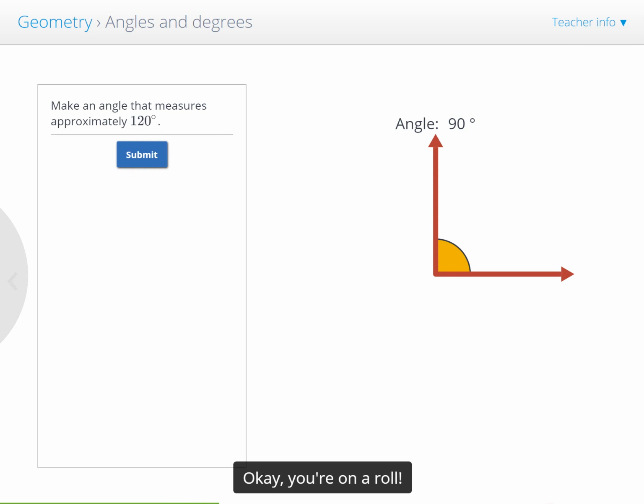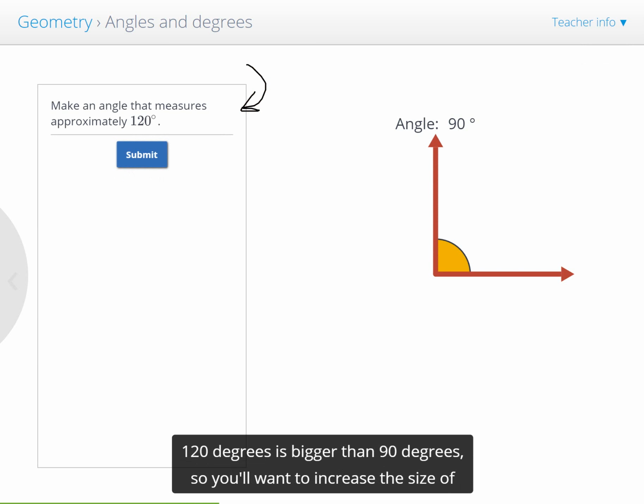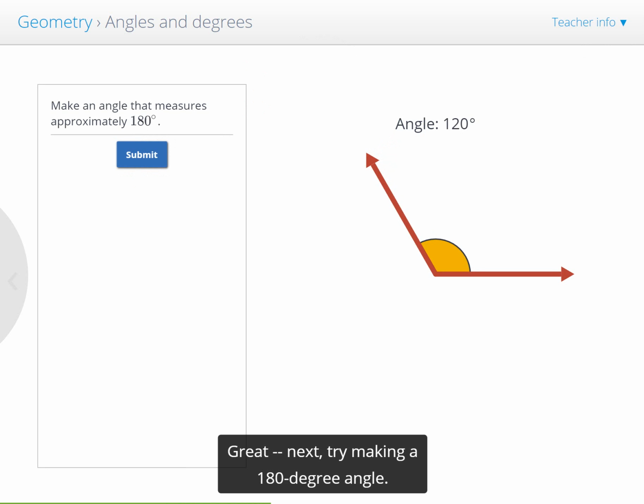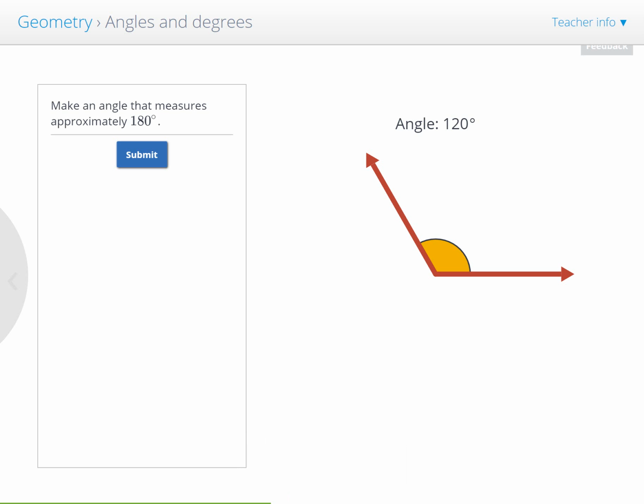Okay, you're on a roll. Next, how about a 120-degree angle? 120 degrees is bigger than 90 degrees, so you'll want to increase the size of this angle a little bit. Great! Next, try making a 180-degree angle.